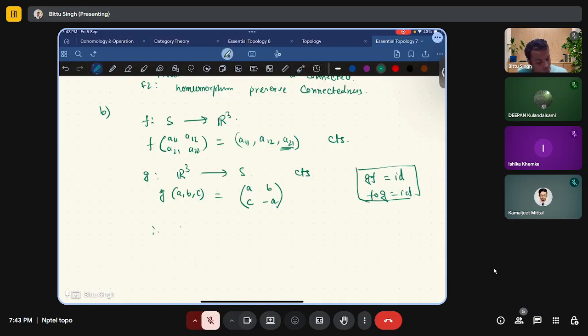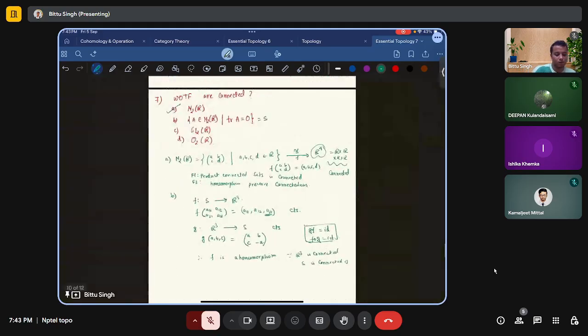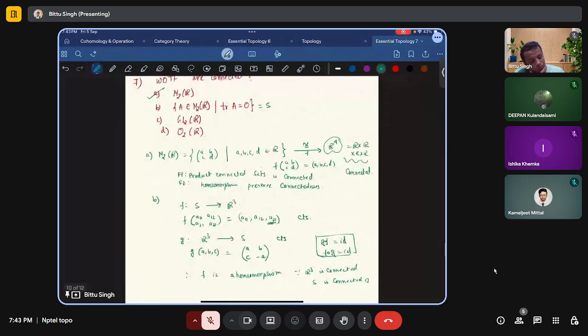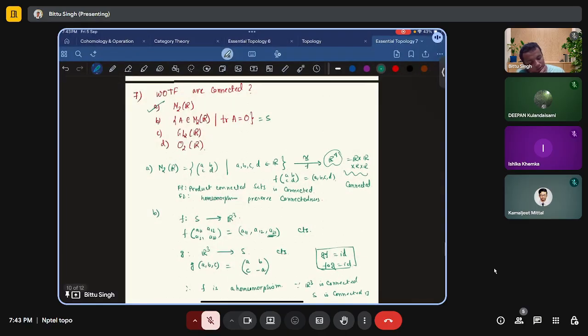Therefore F is a homeomorphism. So again, homeomorphism preserves connectedness. Since R3 is connected, this will imply S is connected. The same homeomorphism will give the answer. So those two sets are connected.